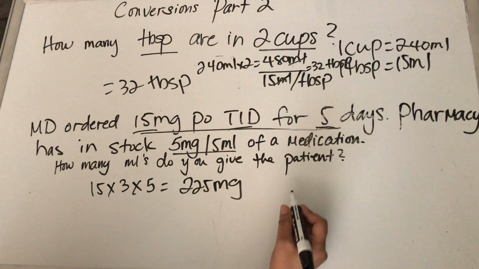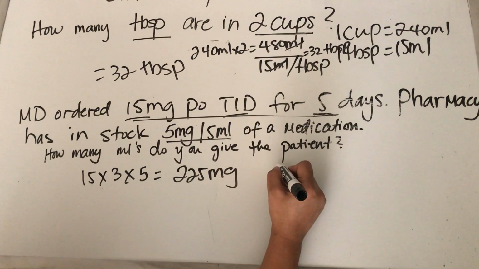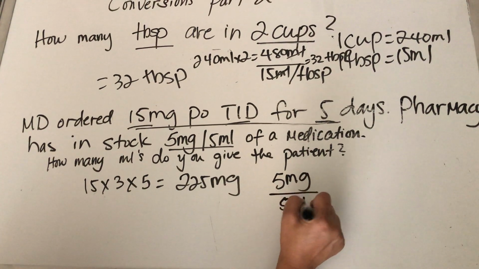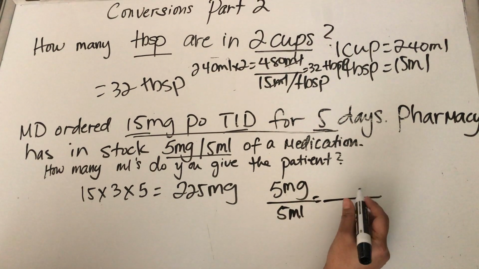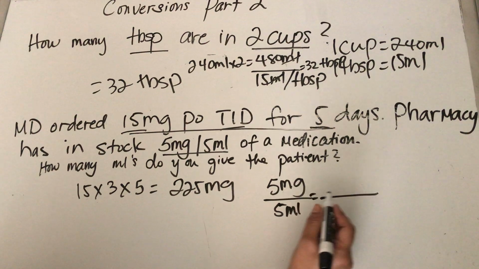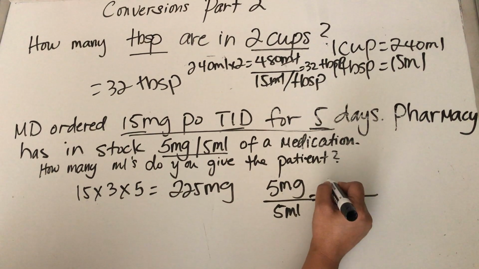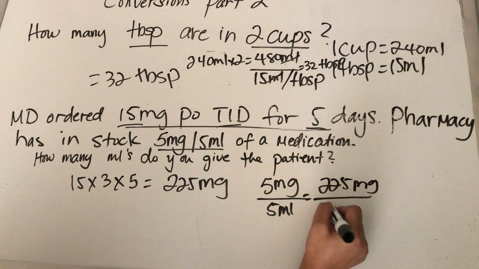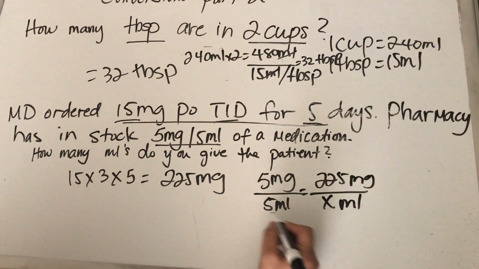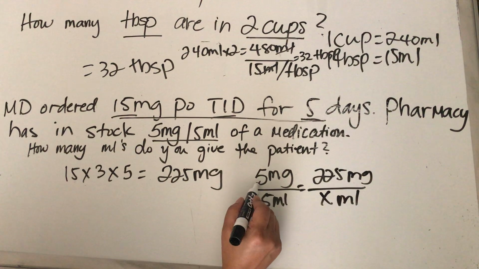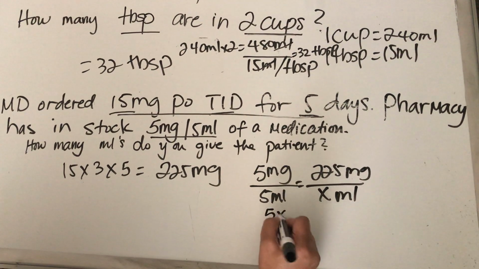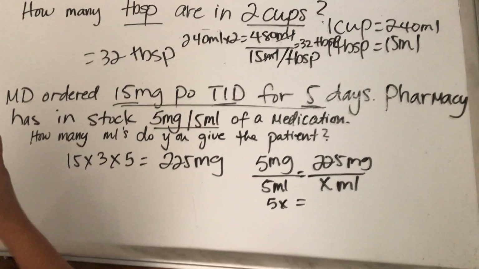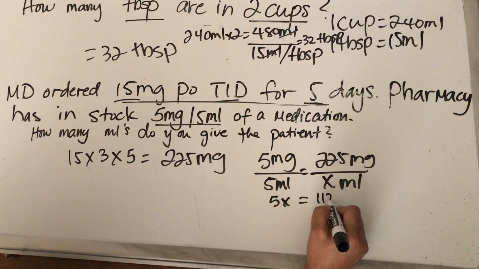Okay? Now you're going to take what the pharmacy has in stock, 5 milligram over 5 milliliters, and you're going to figure out how many milliliters are in this 225. So you have to set it up. 225 milligram belongs here, and then x ml. You're going to cross multiply. 5 times x is 5x. 225 times 5 is 1125.